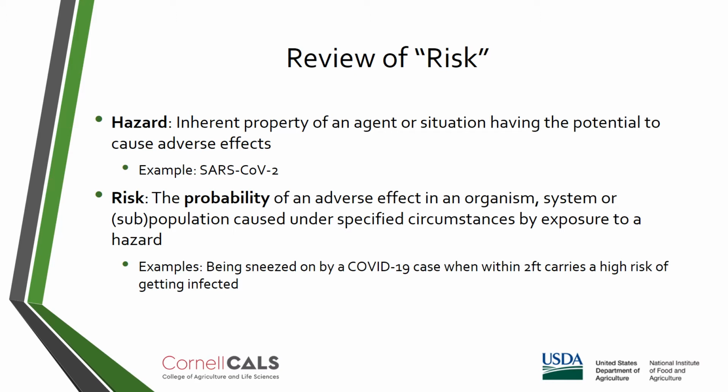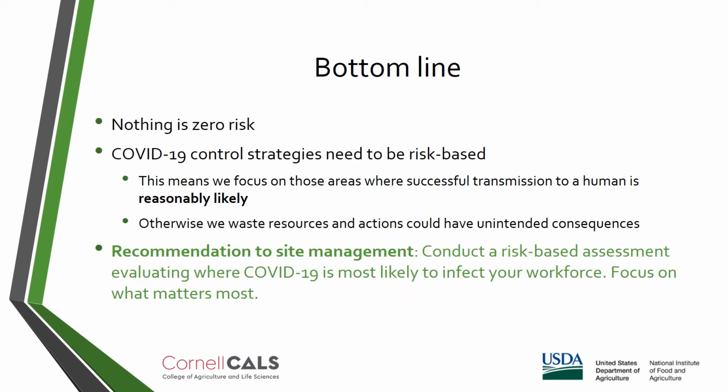So the example that we have here is being sneezed on by a COVID-19 case when that person is within 2 feet carries a higher risk of getting infected than, say, touching a surface that was previously touched by someone who has COVID-19. So when we take into account the probability, then we're evaluating risk. And it's really important that we do that when we're thinking of how to control COVID in our facilities. So the bottom line here is that nothing is zero risk.